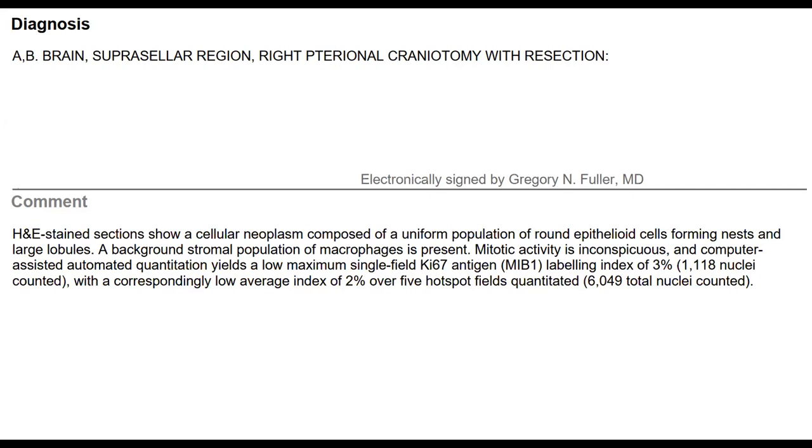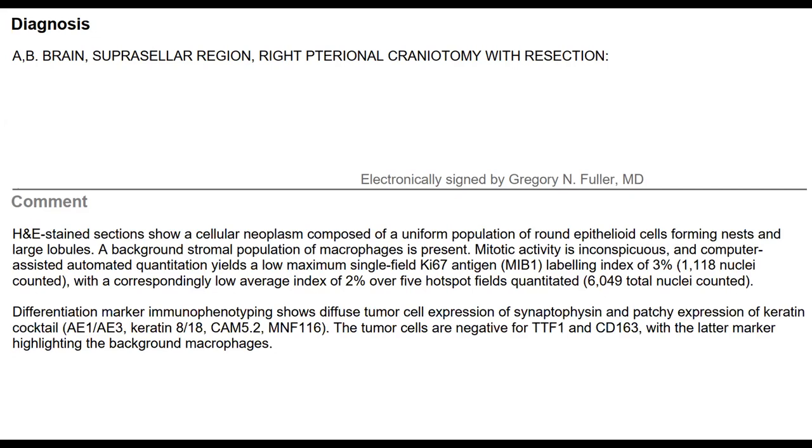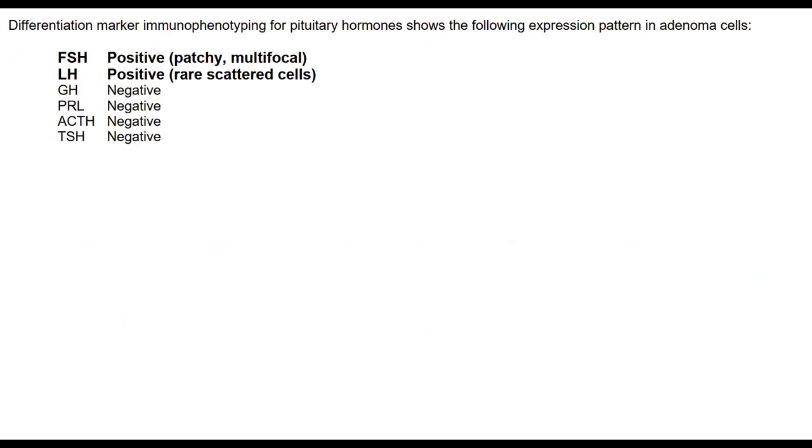Ki-67, 3%, all right, overall two. It's not a neuroendocrine carcinoma, not with that. Okay, that fits with pituitary adenoma beautifully. Differentiation, immunophenotyping shows tumor cell expression of synaptophysin, patchy expression of keratin, which I did not show you. Keratin cocktail, you should specify, if you want to be first class, you can't just say pan-keratin, put in exactly what it is. This is the keratin cocktail that we use at MD Anderson. Tumor cells negative for TTF1. CD163 with a lineage marker highlighting the macrophages.